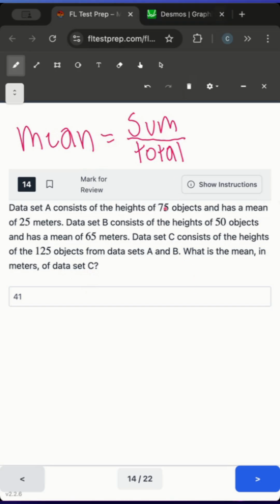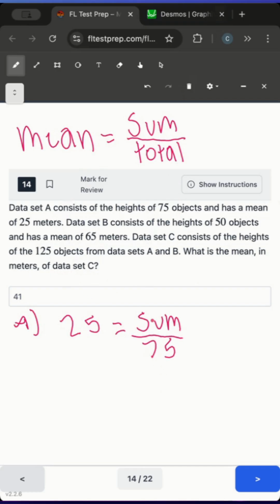And here's why that's important: we don't have one data set here. We have A, B, and C. We have 3 data sets. Let's write out what we know. In math, that's always a good idea with a word problem, just transfer it onto your paper. I know A consists of 75 objects and has a mean of 25 meters. So for data set A, it has a mean of 25. We don't know the sum of the heights, but we do know it was out of 75 objects.